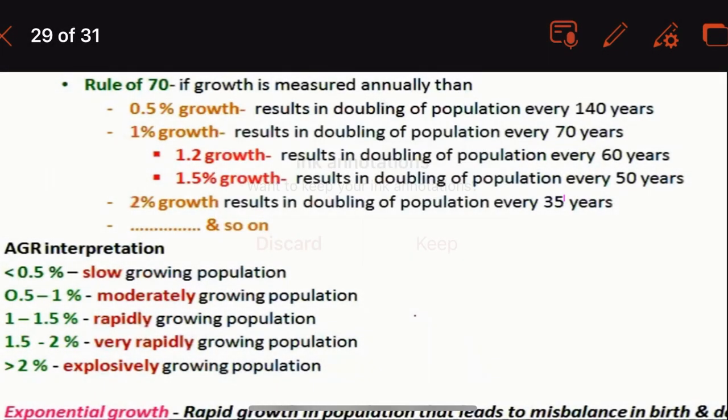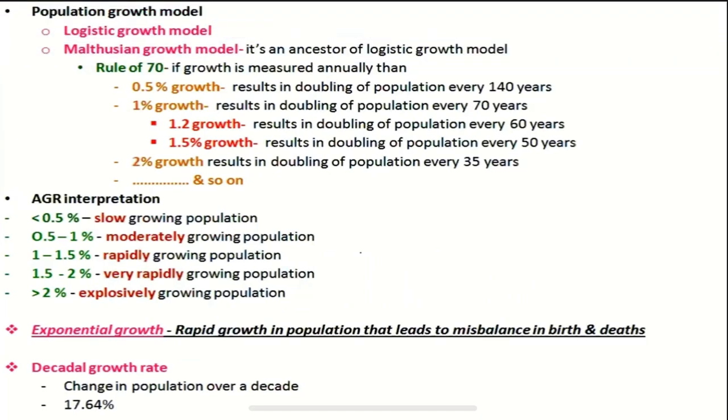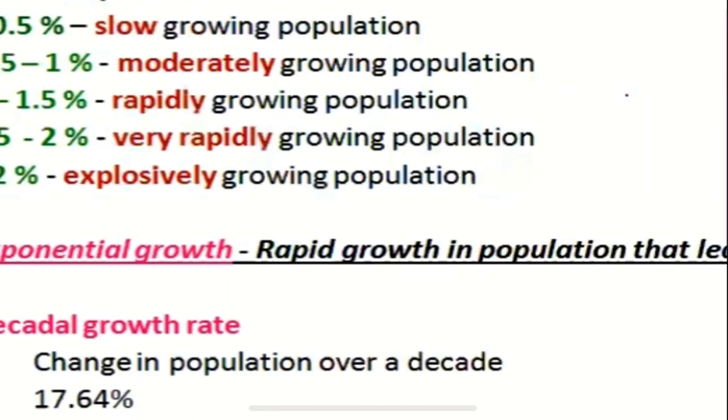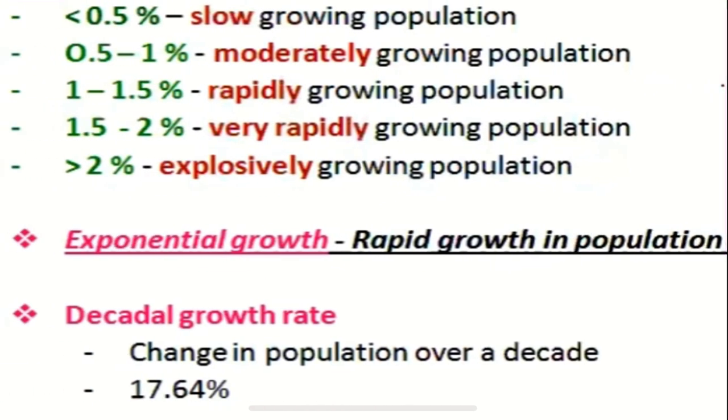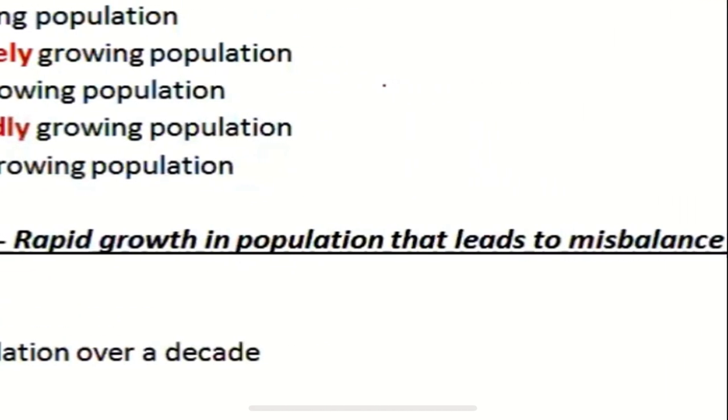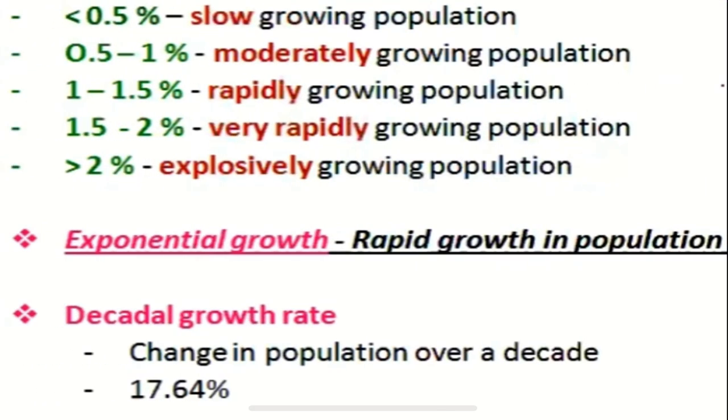Now we're moving on to exponential growth. The rapid growth in the population which leads to the misbalance in the birth and death rates is nothing but exponential growth. This is important, guys. This is also asked in the NEET PG examination. What is exponential growth? It is when there is a rapid growth which leads to the misbalance in the birth and the death.